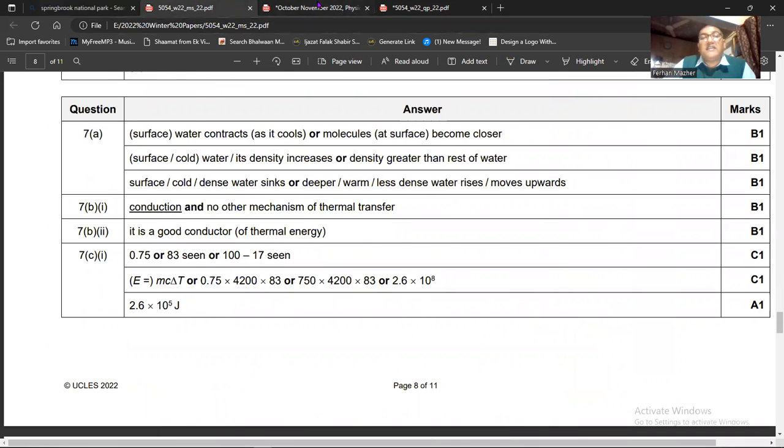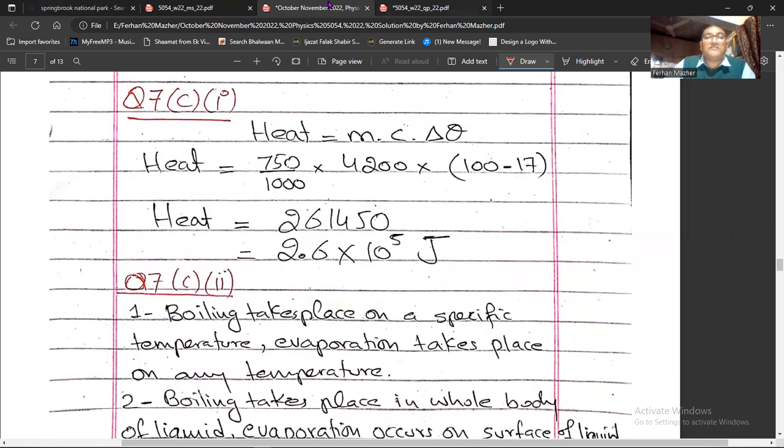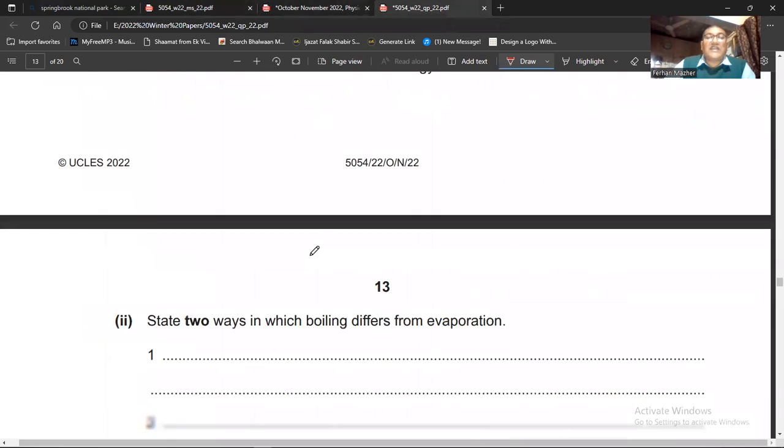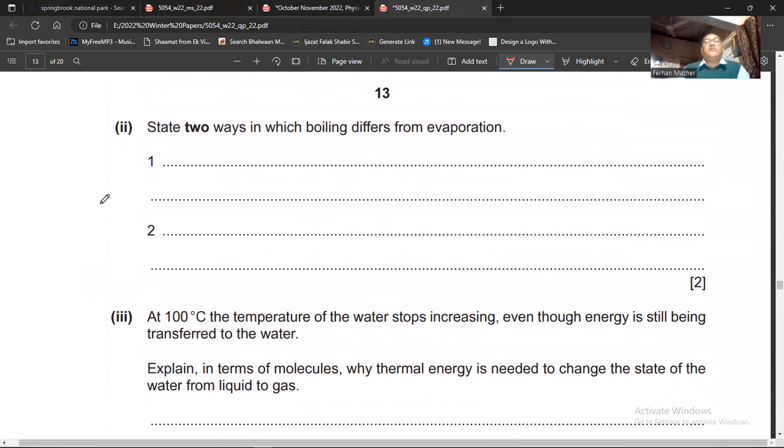This is the marking scheme, and this is the solution. Okay, then the question is, state two ways in which boiling differs from evaporation. You see, boiling happens at a specific temperature. When the boiling is happening, the temperature will not change. And evaporation happens at all temperatures. And when evaporation happens, the temperature changes.